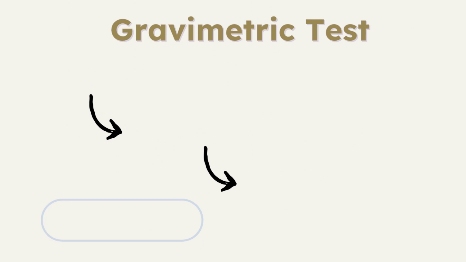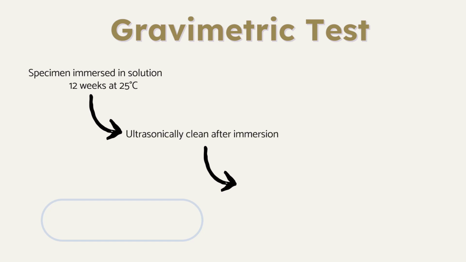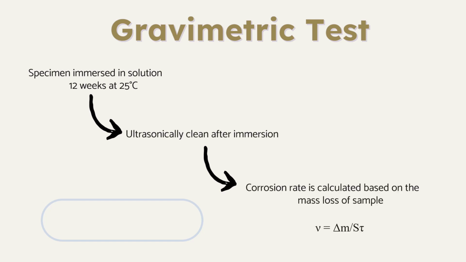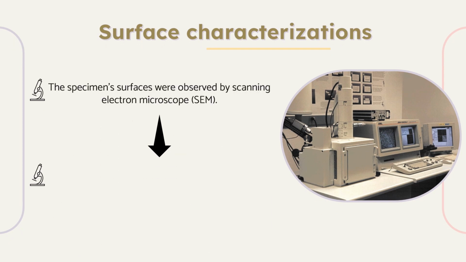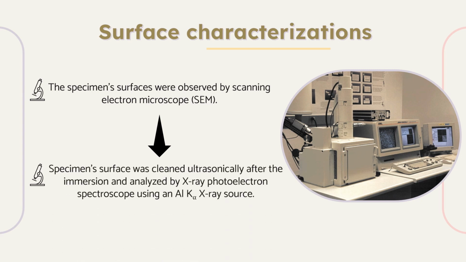To undergo the gravimetric test, the specimens were immersed in solution for 12 weeks at 25 degrees Celsius and cleaned ultrasonically after immersion. The corrosion rate can be calculated based on the mass loss of the sample using the equation. For surface characterization, the specimen's surfaces were observed by scanning electron microscope. The specimen's surface was cleaned ultrasonically after the immersion and analyzed by X-ray photoelectron spectroscopy using an alpha X-ray source.